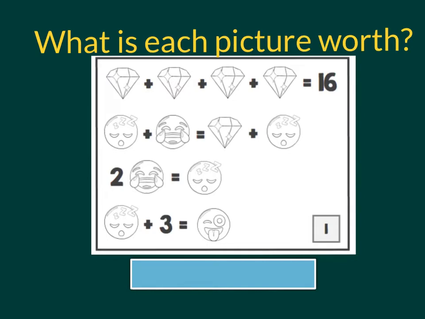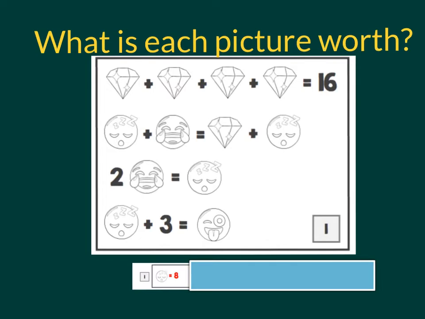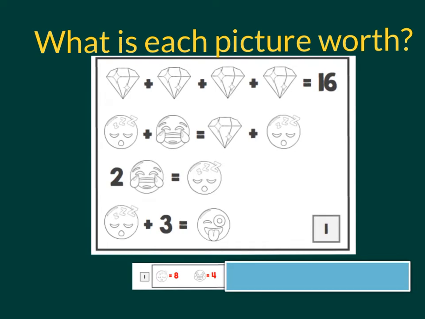And I am going to go through the answers. If you haven't figured out the values, pause your video, jot down some notes, and get your pictures solved. All right, the first picture, the sleeping emoji, is worth 8. The second picture, the laughing with tears emoji, is worth 4. The diamond is also worth 4. And the final emoji is worth 11. Hopefully you were able to solve those picture equations.